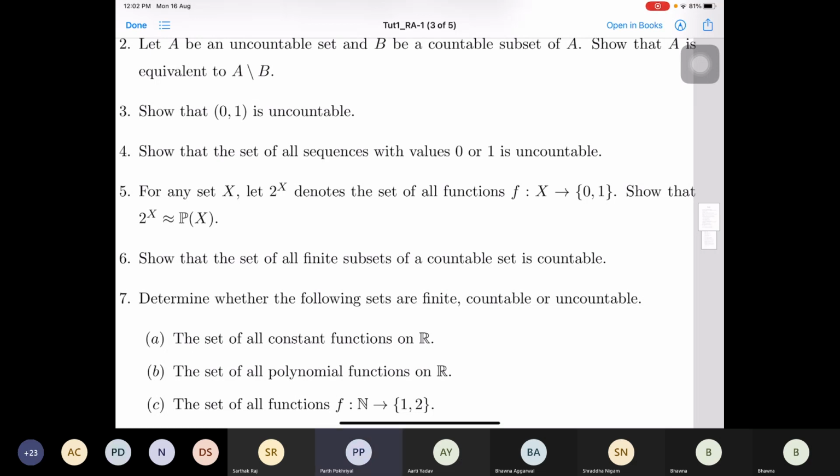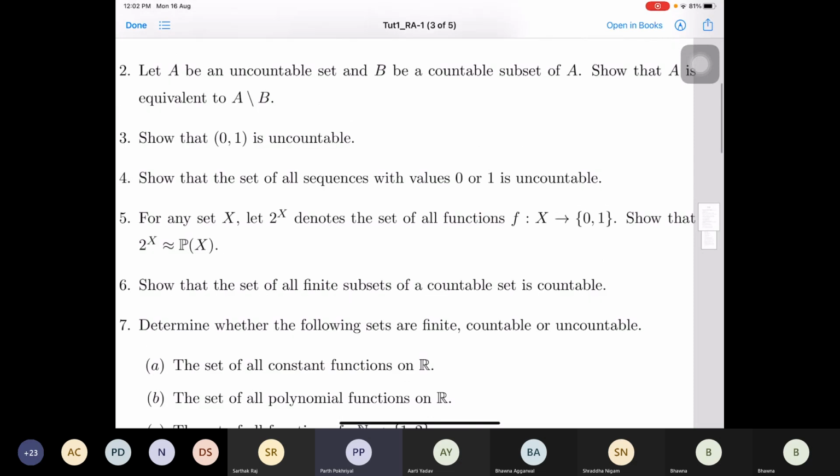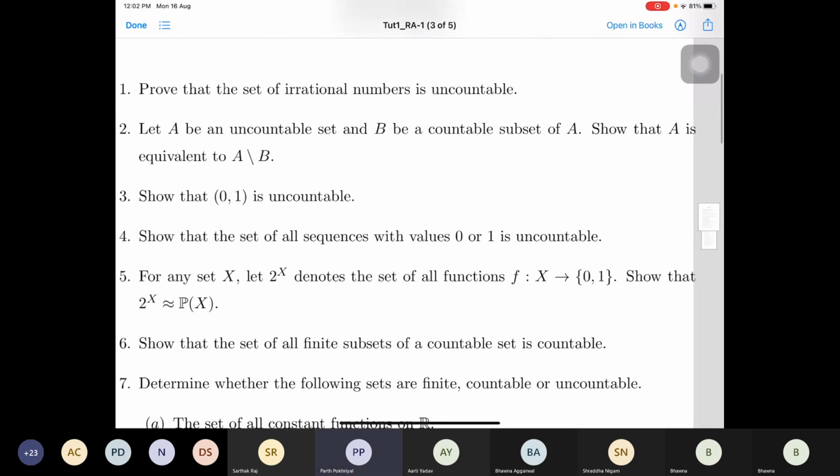So, ma'am, one of my problems was how much to write in a proof. For example, the first question can be done by using the second question. So, should the proof mention this?